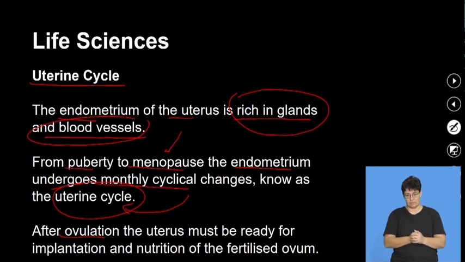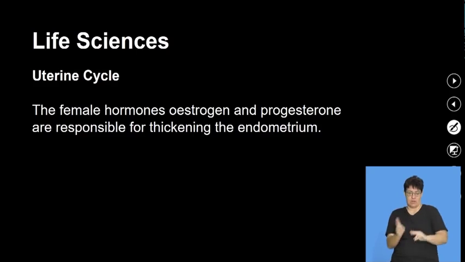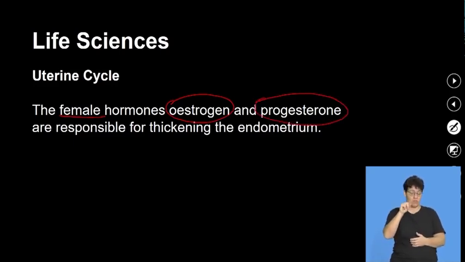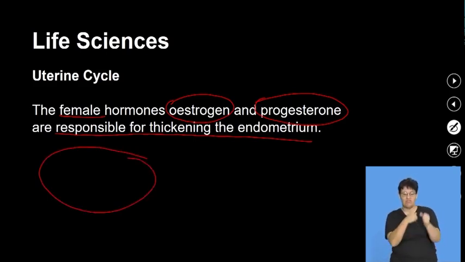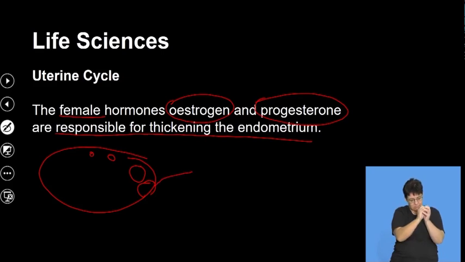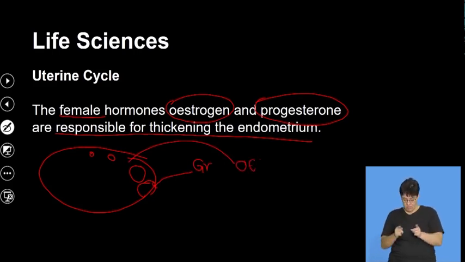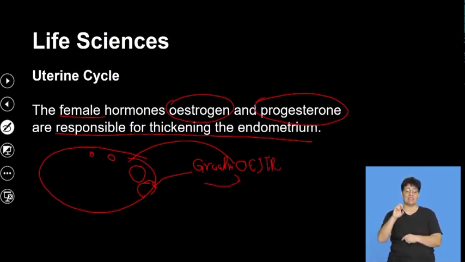After ovulation, the uterus must be ready for implantation and the nutrition of a fertilized ovum. So let's try and understand that. The female hormones, which are known as estrogen and progesterone, are responsible for thickening of the endometrium. So when we looked at the structure of the ovary, we saw that the primary follicle develops and releases the egg. The Graafian follicle stimulates the release of estrogen. So the Graafian follicle releases estrogen, and the estrogen is responsible for preparing the lining of the endometrium.